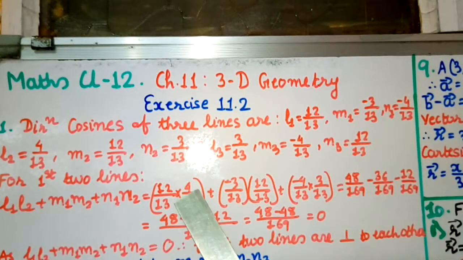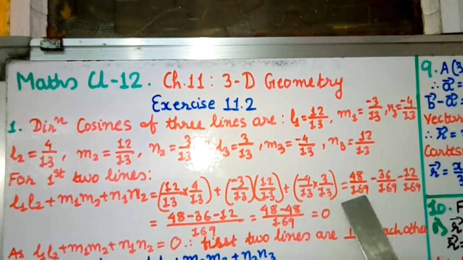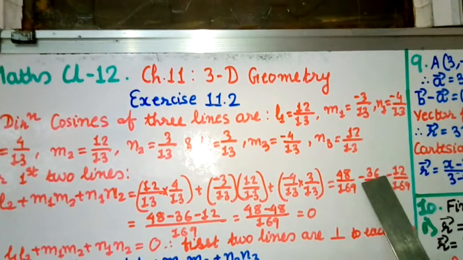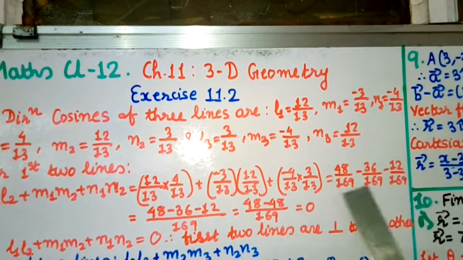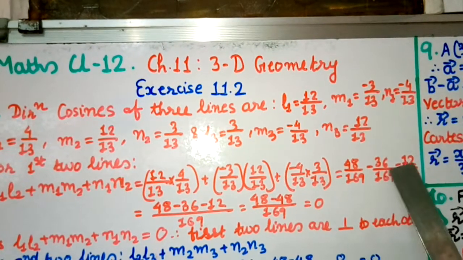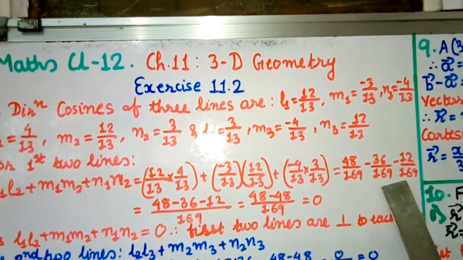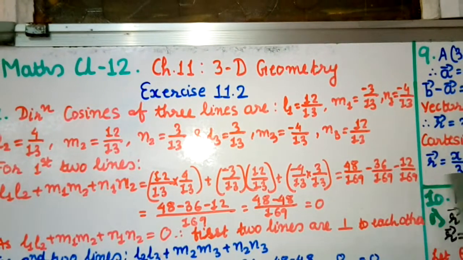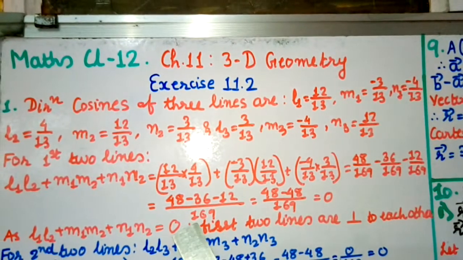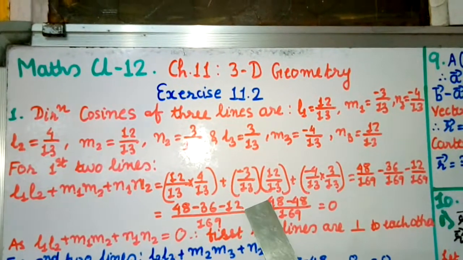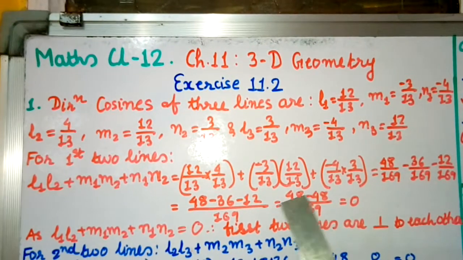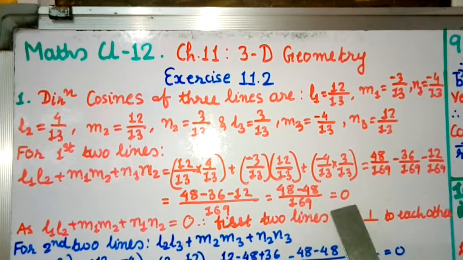Equal to 12 into 4, 48, divided by 13 into 13 is 169, plus -3 into 12, so that is -36, divided by 169, plus -4 into 3, so -12, divided by 13 into 13 is 169, right? Now all the denominators are the same, so add the numerators. So 48 minus 36 minus 12 divided by 169, that is 48 minus 48 divided by 169, which is 0 by 169, which gives you 0.